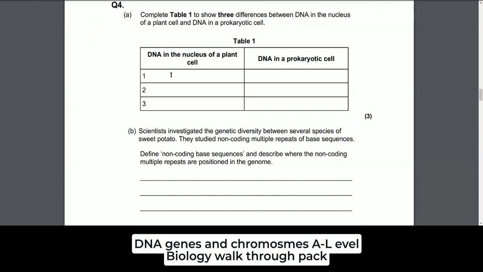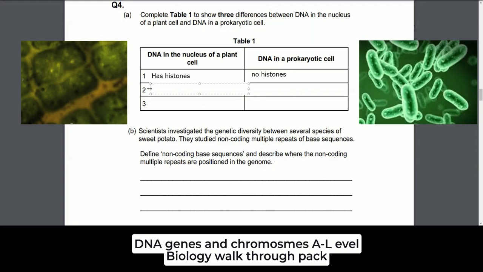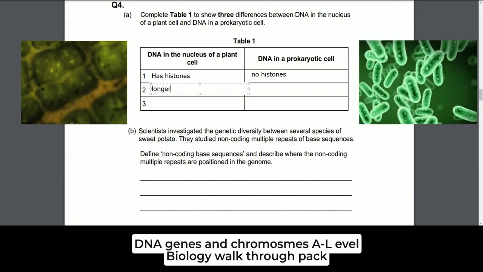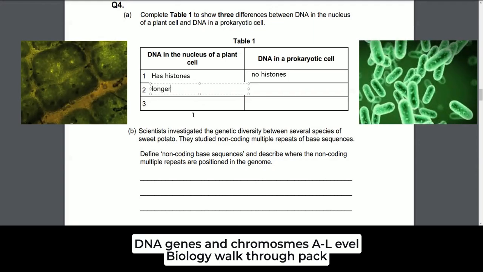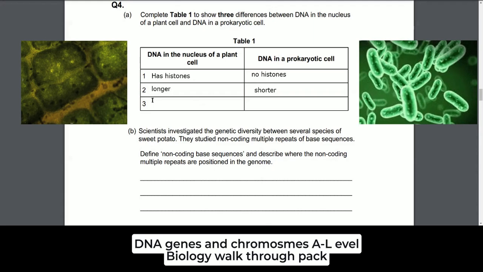DNA in the nucleus of a plant cell. What can we say? Well, plant cells are eukaryotic, so it has histones. Really, it's attached to histones. And of course, DNA in prokaryotes has no histones. DNA in a plant cell is longer. It's going to be shorter in a prokaryotic cell. They don't require as many genes.